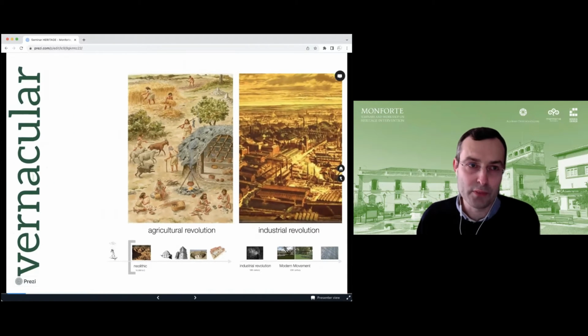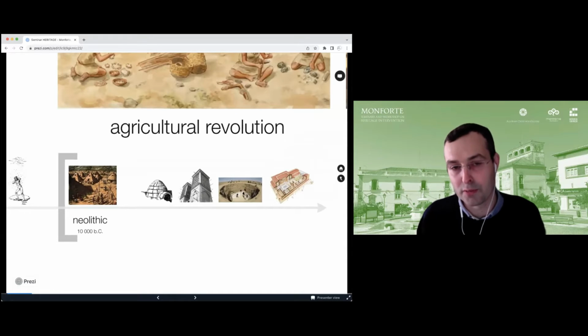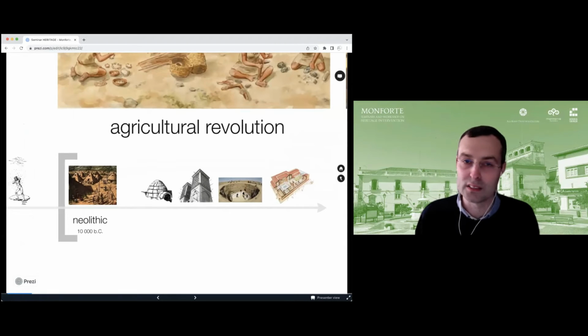So the line of evolution of vernacular construction has two main points. The first with the agricultural revolution, and the second with the industrial revolution. On the part of the agricultural revolution, when man settles down and becomes a farmer, he has the need to build his first permanent houses. And it's here that this evolution and adaptation to different territories and different climate conditions starts. And that's why we see so many different manifestations of vernacular architecture around the world.